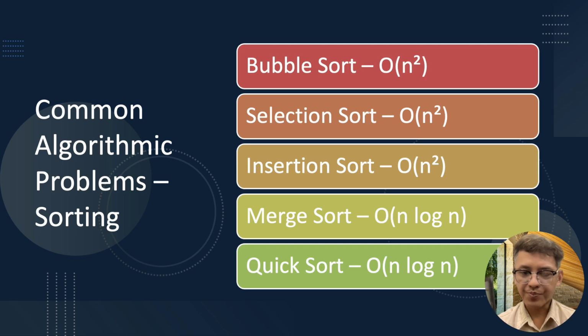Merge sort. This follows the divide and conquer approach. It divides the array into halves, sorts them recursively, and merges them back. It's more efficient and stable.